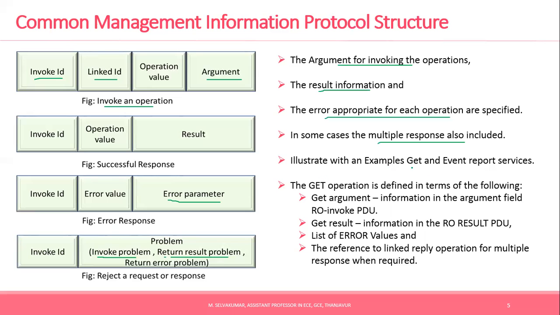This can be illustrated with an example: the get service and the event report service. Now I'm going to illustrate with this example, get and event services, using the common management information protocol architecture. The get information is defined in terms of the following: get argument, which is the information in the argument field, that is, the information to be requested, and the parameters used for the RO invoke PDU. RO means ROS, and PDU means protocol data unit. Next, get result. Get result is the information in the RO result PDU, a list of error values, and the reference link to the reply operation for multiple responses when required. These are the terms used for getting the information from the manager objects of the remote systems.